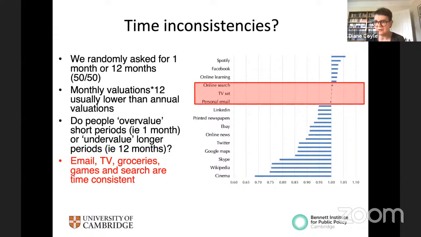Is it something about the thought process that you go through when being asked to give up something you use for a relatively short period versus a relatively long period? And there are just a few that are, quote, time consistent in this sense: email, TV, groceries, games, and search. And I have no idea why it should be those or what explains the divergence in the pattern that we see here. Again, it might be interesting to think about in some future work.